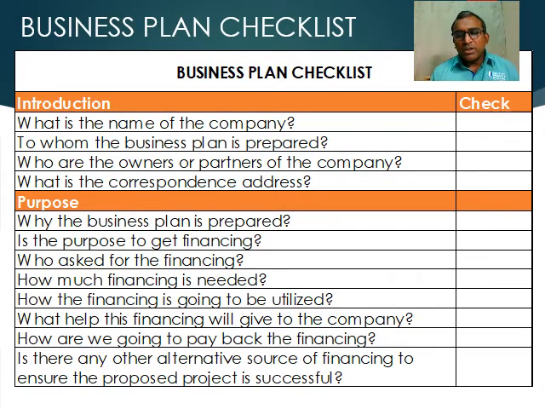So think about the name of the company that is most suitable after having a discussion with your group and reaching a consensus. Okay? And then to whom the business plan is prepared: for your customer, for the bank, for the shareholders, for your staff, for your client, supplier. Decide on that. And who are the owners or partners of the company? Probably the group members themselves. What is the correspondence address? Look into this one. What will be the ideal address? Okay.